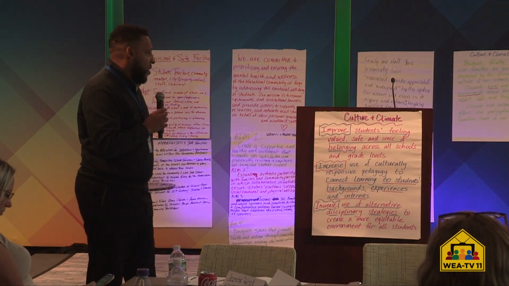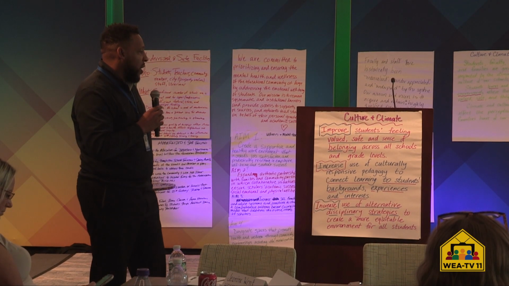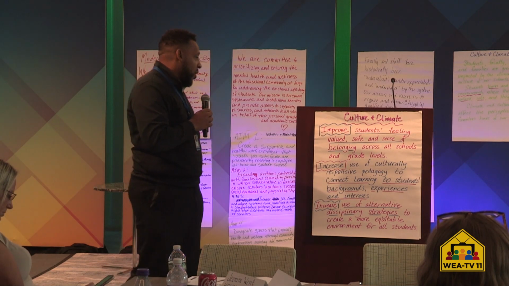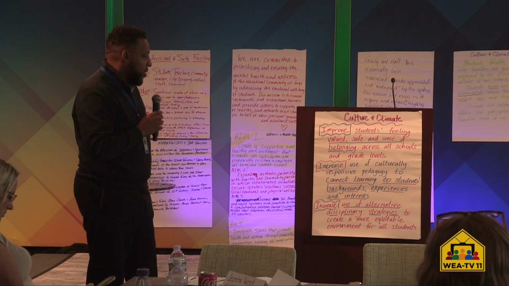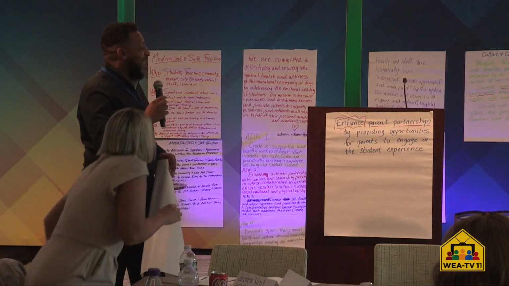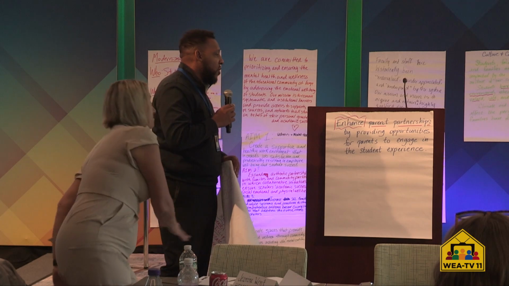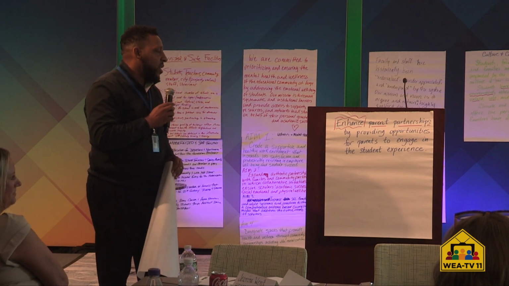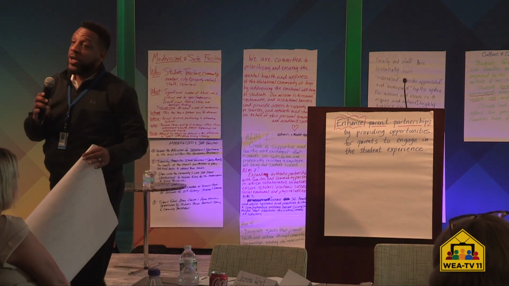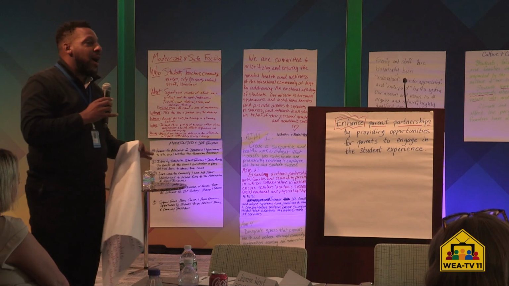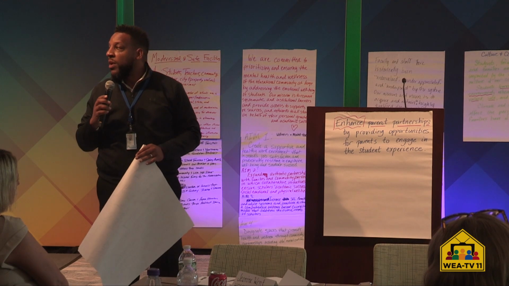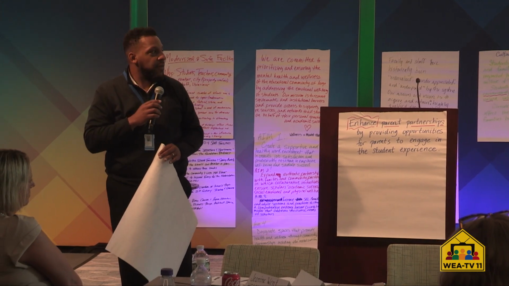The second one is to increase the use of culturally responsive pedagogy to connect learning to students' backgrounds, experience, and interests. To increase the use of alternative discipline strategies to create a more equitable environment for all of our students. And lastly, to enhance parent partnerships by providing opportunities for parents to engage in the student experience. And we talked about this. Parent engagement is not something that we can force upon parents, but the more opportunities we can provide for our parents to engage, hopefully the more individuals will be willing to do so. So those are our 4 aims.